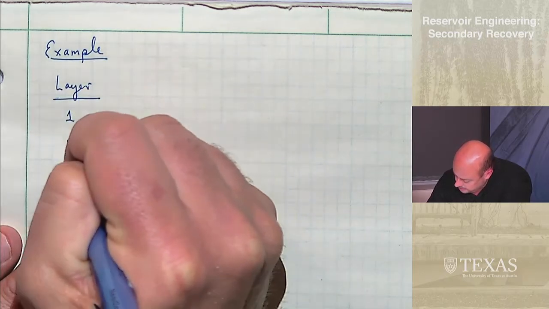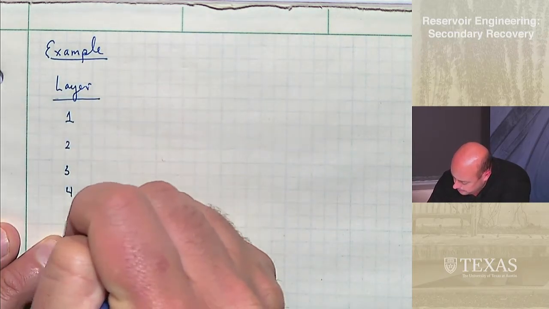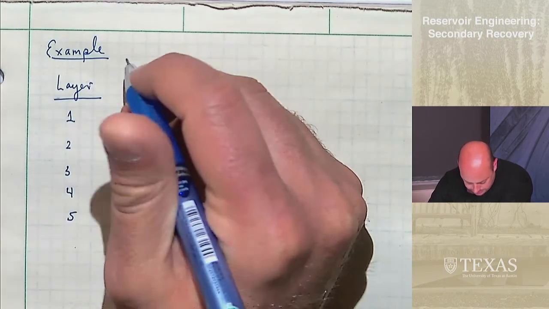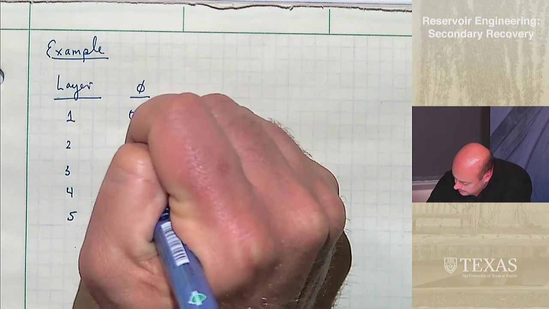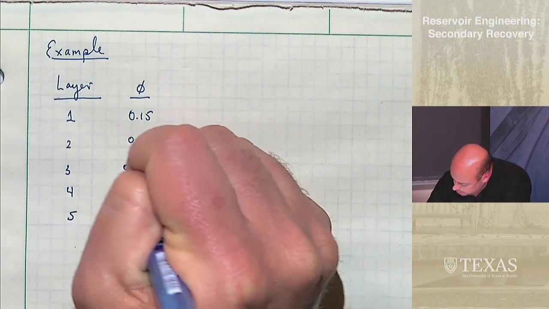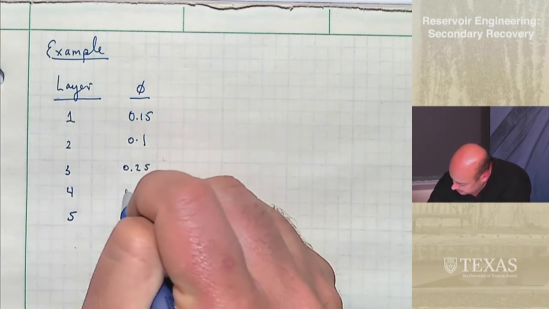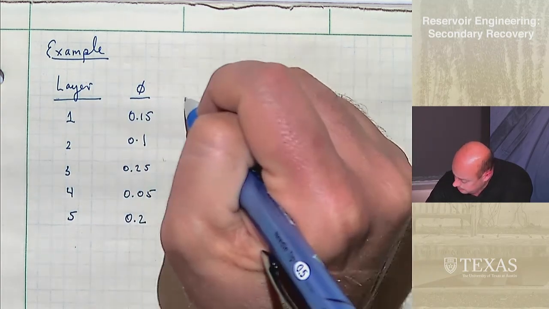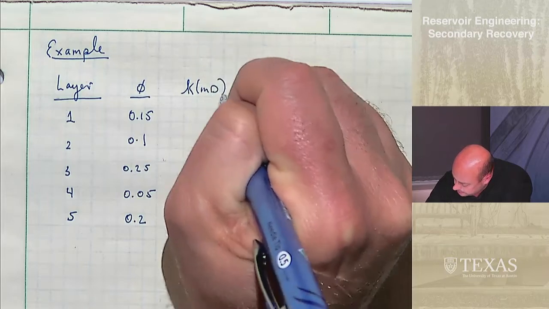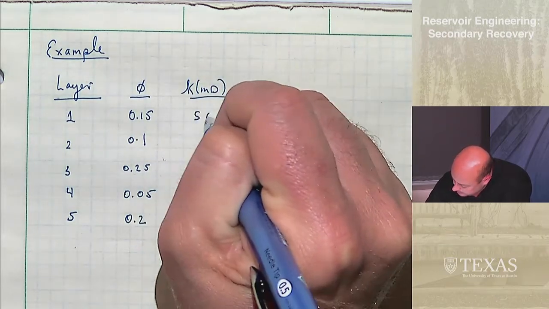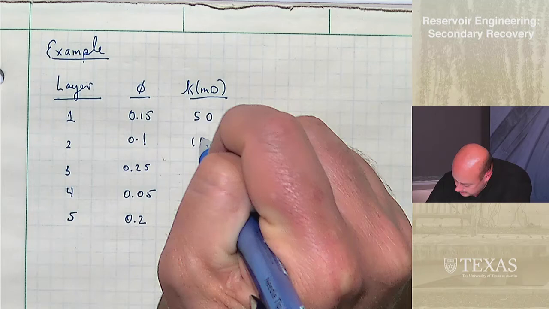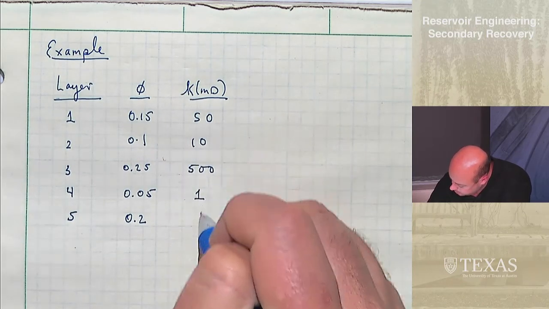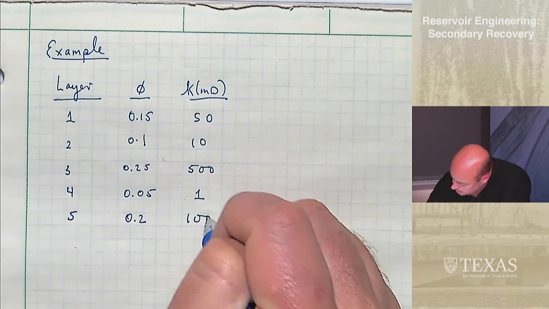We got 5 layers, just like we had on the PowerPoint. Porosity of those layers is 15%, 10%, 25%, 5%, and 20%. The permeability in millidarcies is 50, 10, 500, 1, and 100.